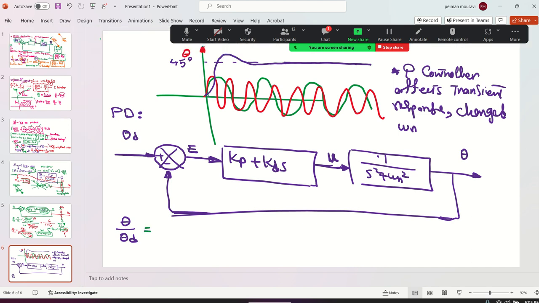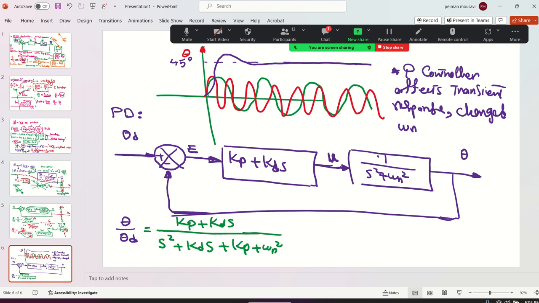This is going to be, if you do that, I'm just simplifying my mind, okay? It's going to be S squared plus KDS plus KP plus omega n squared.